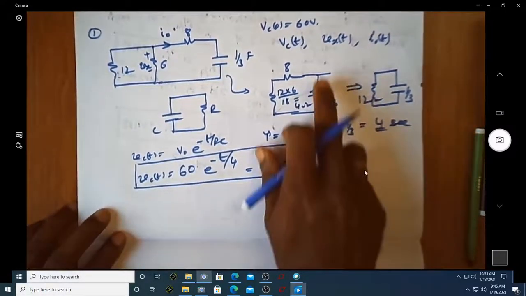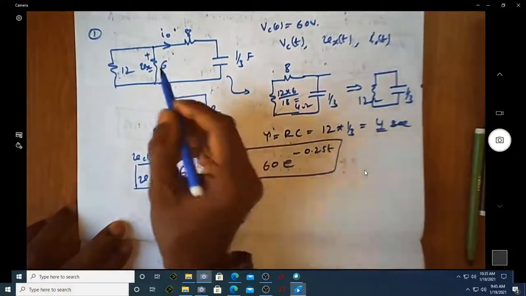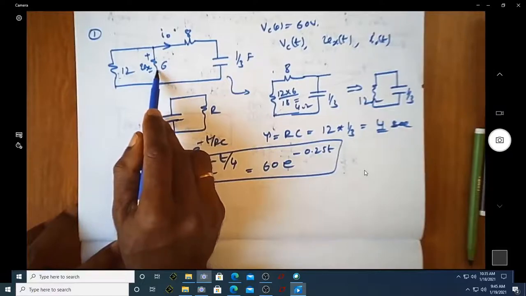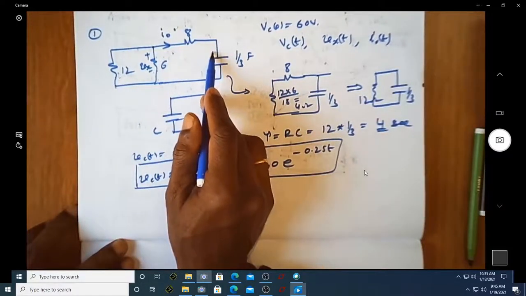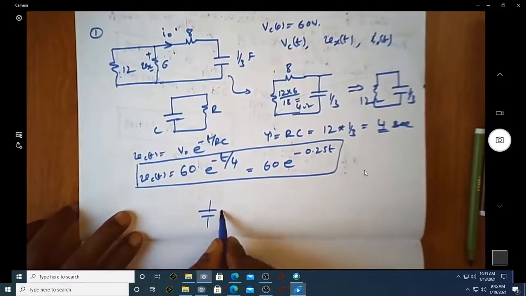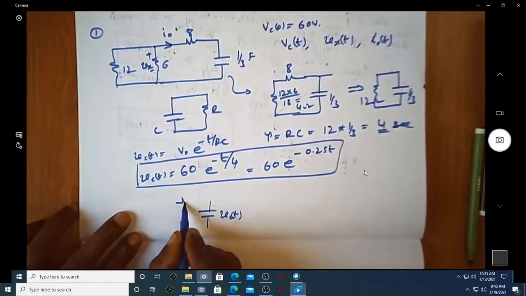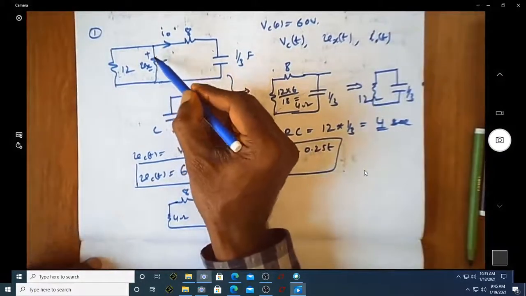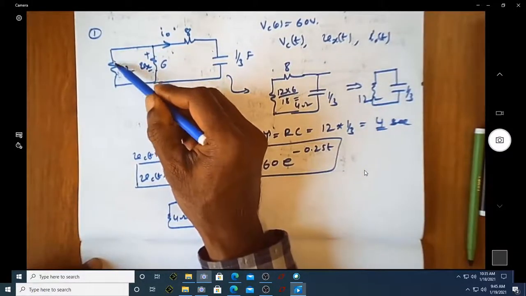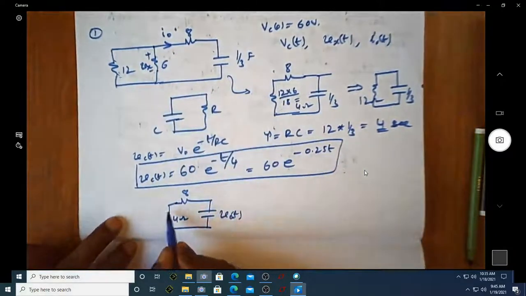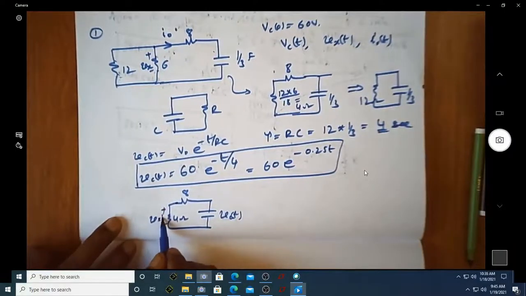And then we are asked to find Vx. Vx is the voltage available across the 6 ohm resistor out of the capacitor voltage here. Now I can treat this as a capacitor voltage Vc(t), an 8 ohm resistor, and an equivalent resistor of 4 ohm. Whatever voltage comes across the 6 ohm, the same voltage will be across the 12 ohm also. So I can write this also as Vx(t).